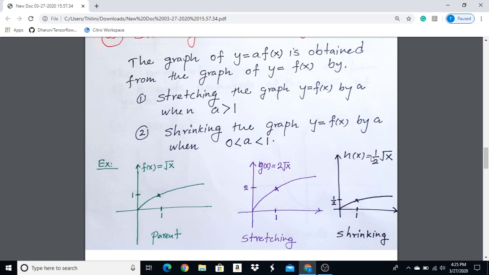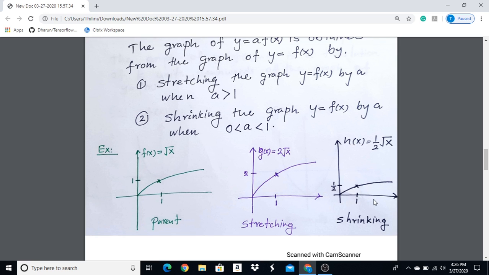The other case is when we multiply the same equation by 1/2. So this is the a equals 1/2 case. It is less than 1, so this is a shrinking transformation. You can see that the graph is shrinking. Here when you plug in 1, you get 1/2 as the y value. So this is a shrinking transformation.